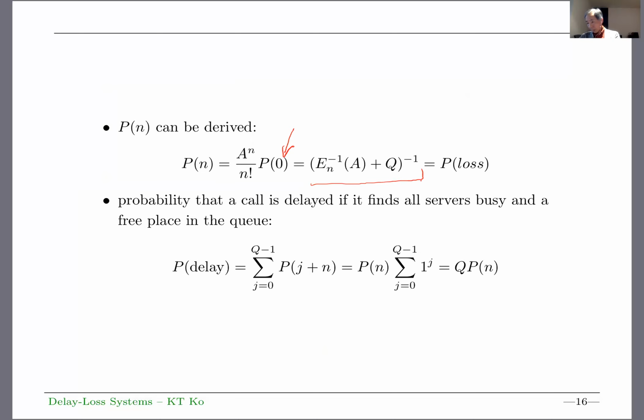What about P delay? If you look at the definition of P delay, it is basically P of n plus P of n plus 1 plus up to P of n plus q, when the arrival finds the system in these states. So that is rho to the power j. If rho is equal to 1, that is 1 to the power j, and that should be Q times P_N. All right, so that resolves the special case of when rho is equal to 1.